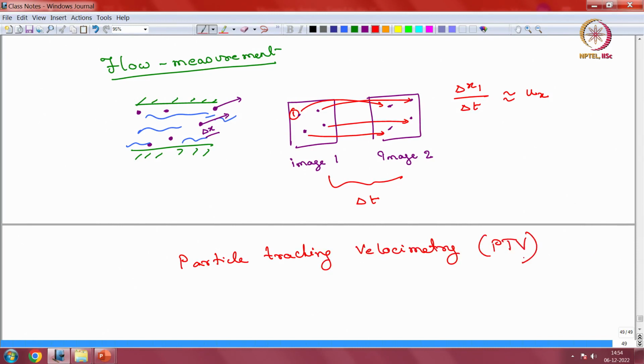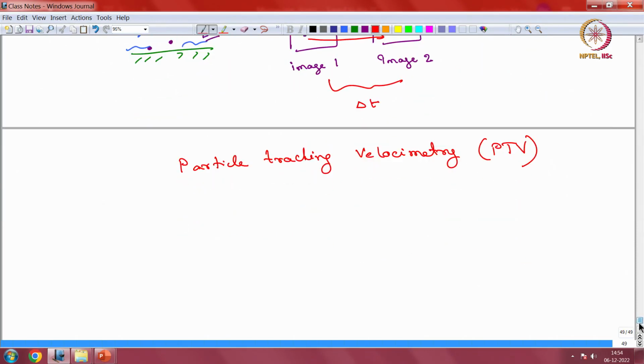Now, the reason I want to introduce PTV is that when I introduce PIV, I am going to make a very strong distinction between PTV and PIV. Okay. So, this can be done when tracer population is sparse, and we'll see what sparse means when we encounter PIV. We'll see that the population there is no longer sparse.